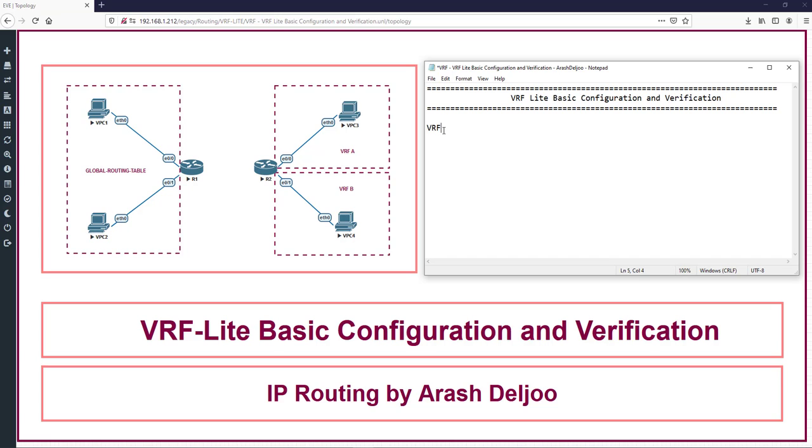The VRF is the abbreviation of virtual routing and forwarding. Also, maybe in some books you see VPN routing and forwarding, because VRF is used in MPLS VPN. Because of that, maybe we can use VPN routing and forwarding, but in most cases we use virtual routing and forwarding for VRF. Let me talk about the VRF and the concept of VRF.